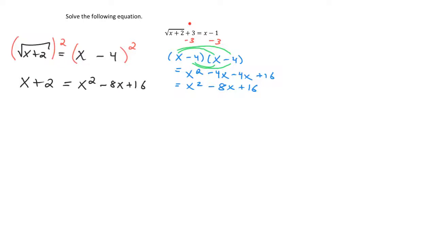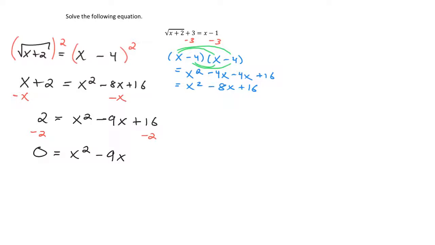So what we just did is we took this root equation, squared both sides, and now the roots are gone, and it's just an equation with an x squared term in it. And we have strategies for solving this type of equation. What we're going to do is subtract x and 2 from both sides so the left side's equal to 0. So I'm going to subtract x. I get 2 is equal to x squared minus 9x plus 16. I'll then subtract 2, and I have 0 is equal to x squared minus 9x plus 14.